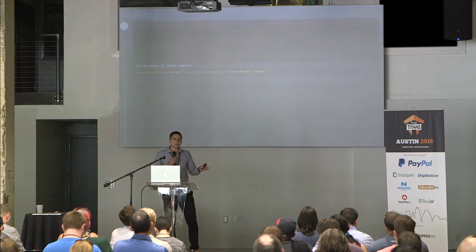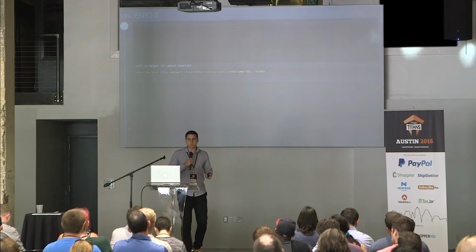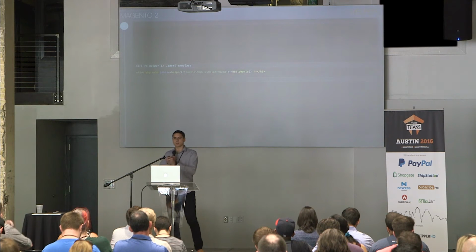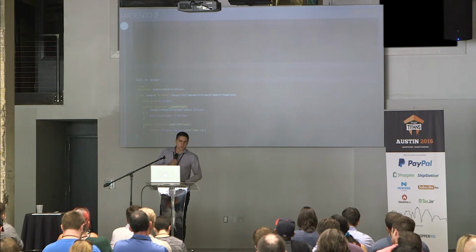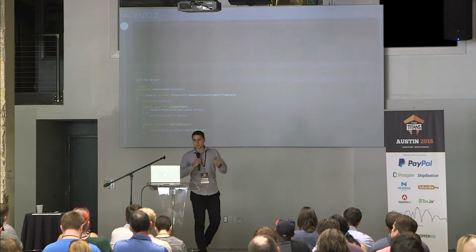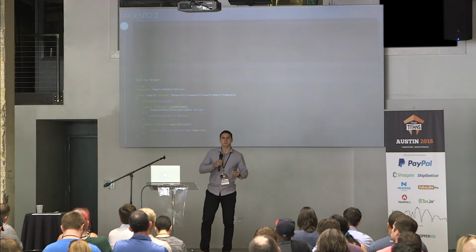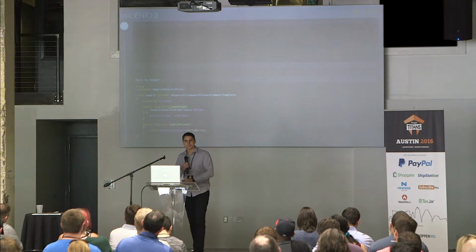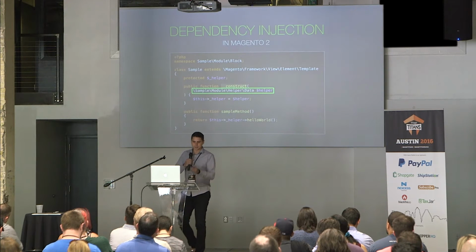Now, calling the helper from a template is really simple. We just have to use this helper, and then we pass the full class. However, calling the helper from a backend class is different. In Magento 2, it's considered a best practice to use dependency injection to include objects instead of using the object manager. Let's review how to do that.